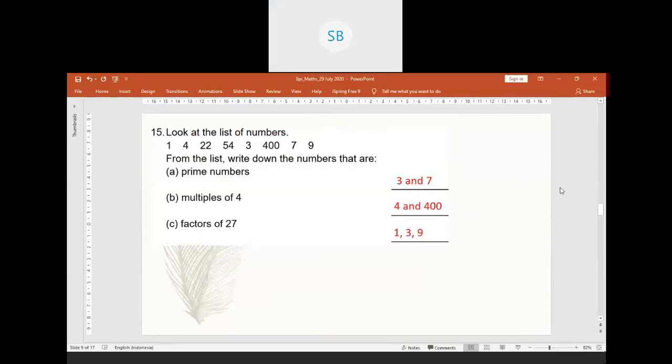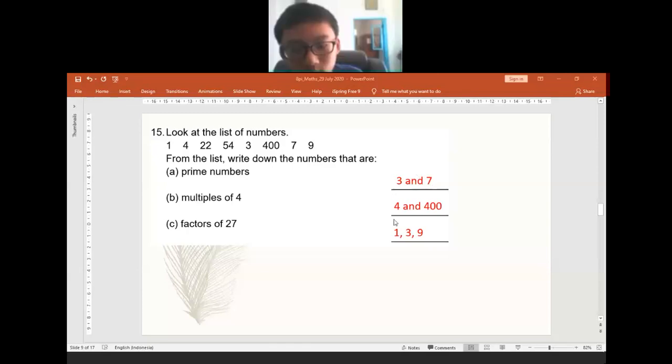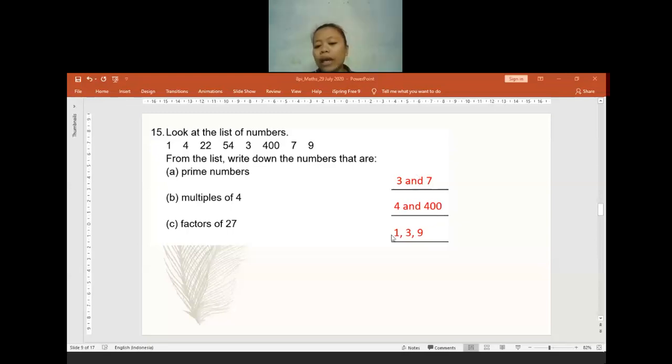Sorry. For question 15, look at the list of numbers. From the list, write down the numbers that are prime numbers. You know that prime numbers cannot be divided by any number other than 1 and itself. So the prime numbers 3 and 7, multiples of 4 is 4 and 400, factors of 27 are 1, 3, and 9.